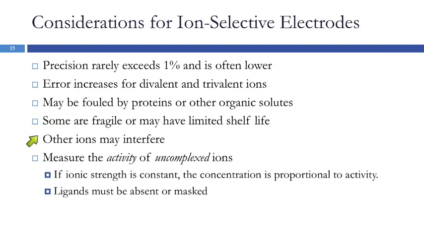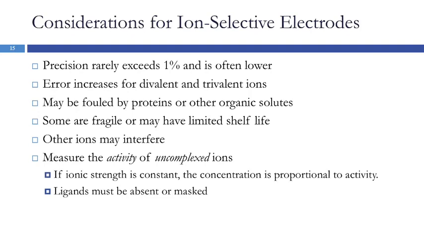As we noted earlier, other ions may interfere, so that can be a problem. And then it's important to remember that we're measuring the activity of uncomplexed ions. So if the ion of interest is being complexed, remember those complex ions from 1B? A complex ion will not register. The ion-selective electrode will be completely blind to it.